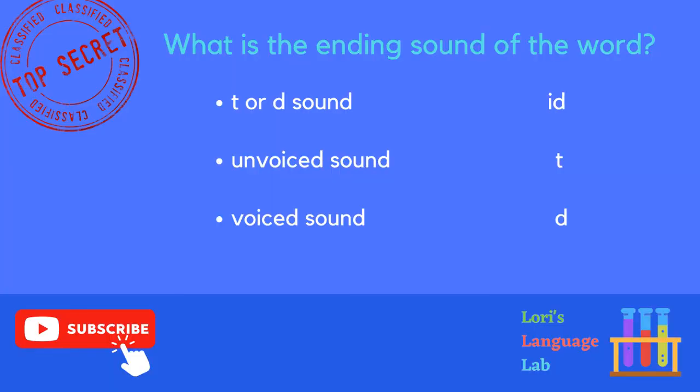First, we have to look at the ending sounds of the word. Does the word end with a T or a D sound? T or D? Then it ends with an ID. Does the sound end with an unvoiced sound, like P? Then it ends with a T. If it ends with a voiced sound, like L, then it ends with a D sound. Let's take a look at each of those individually.